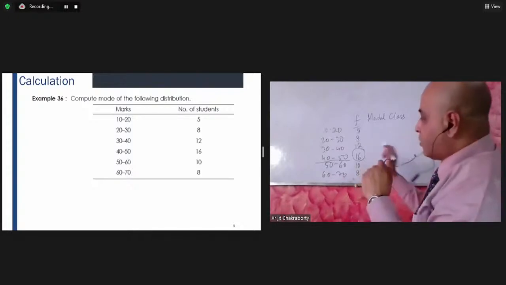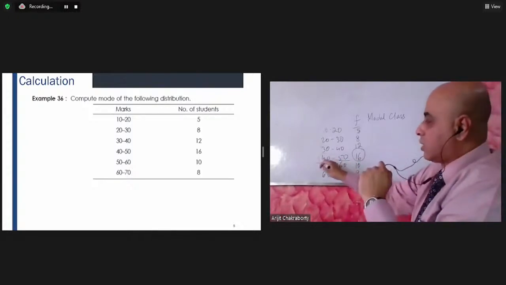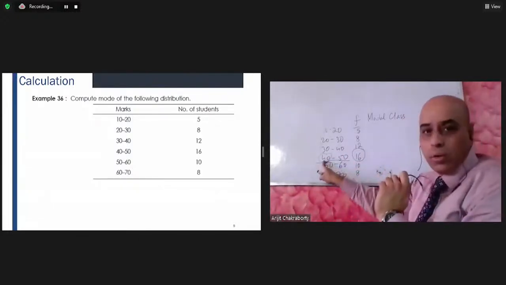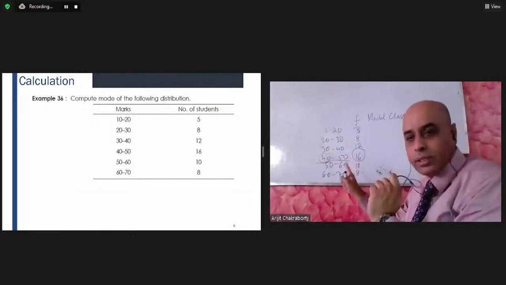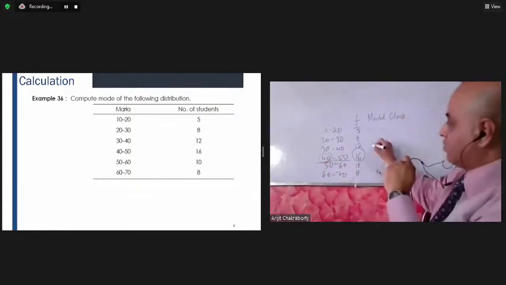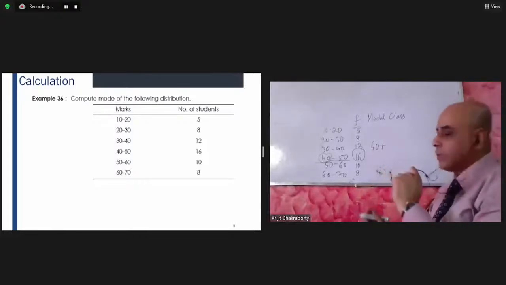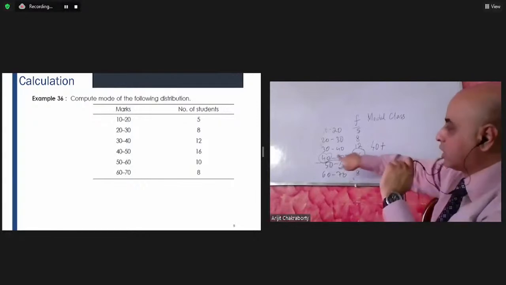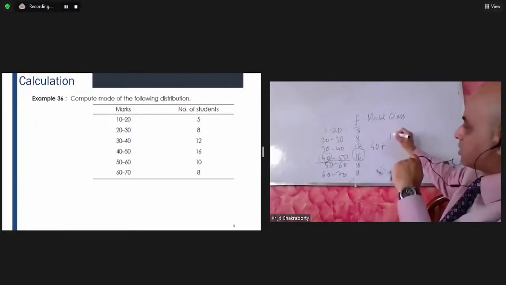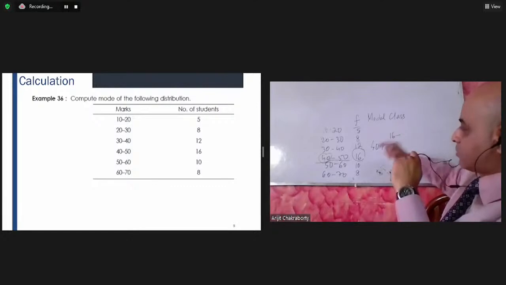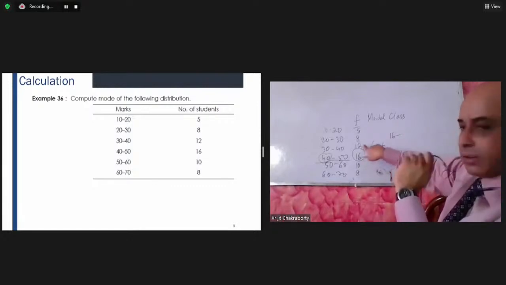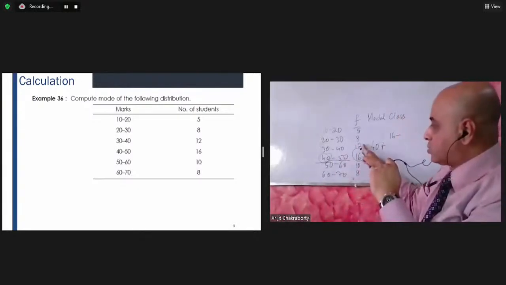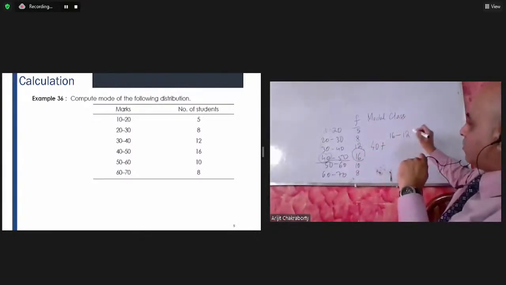So now let us try to find out. So we will take the, this formula, only one formula you need to remember in mode. So we will take the lower, 40 to 50 is the modal class, we will take the lower limit. So I'm taking 40 plus. Now what we do is, we'll take the frequency of the modal class. So I will take in the numerator 16 and then we will subtract the frequency which is earlier, the preceding class. Here the preceding frequency is 12. So I will take 16 minus 12.